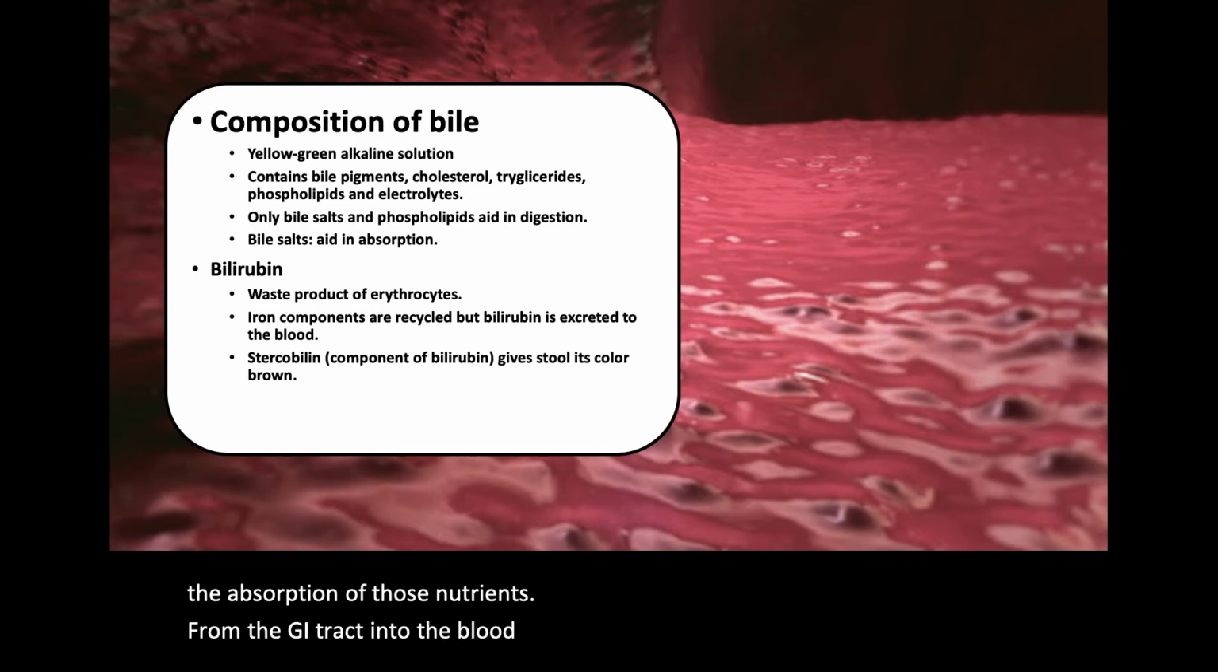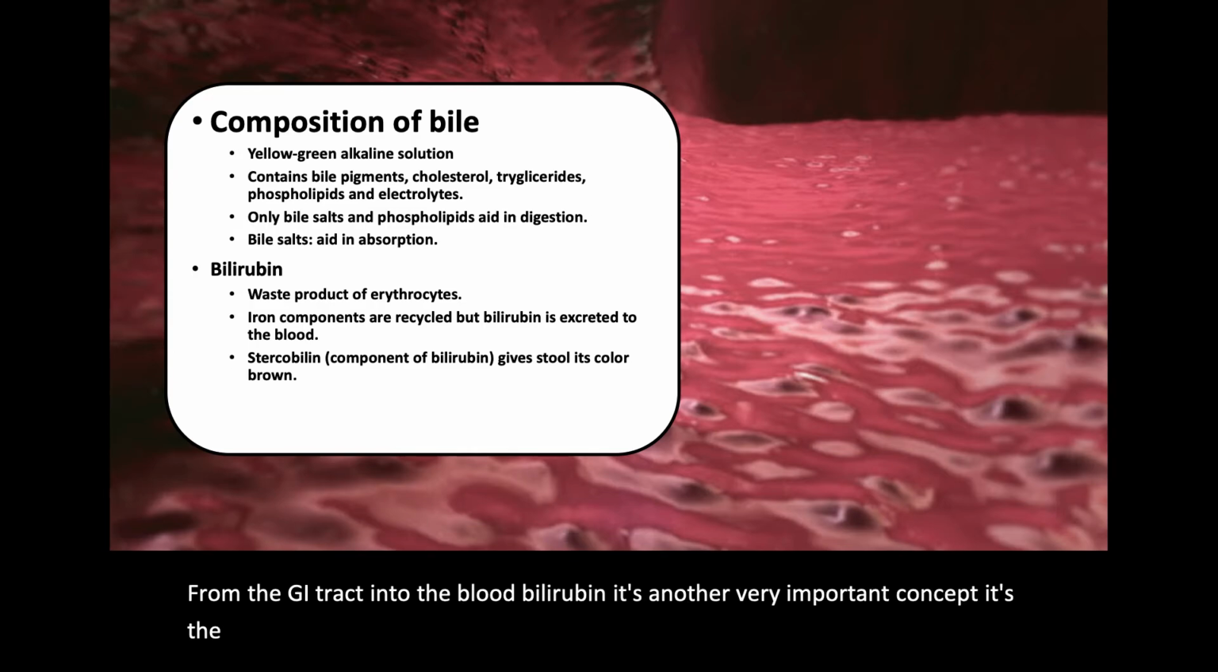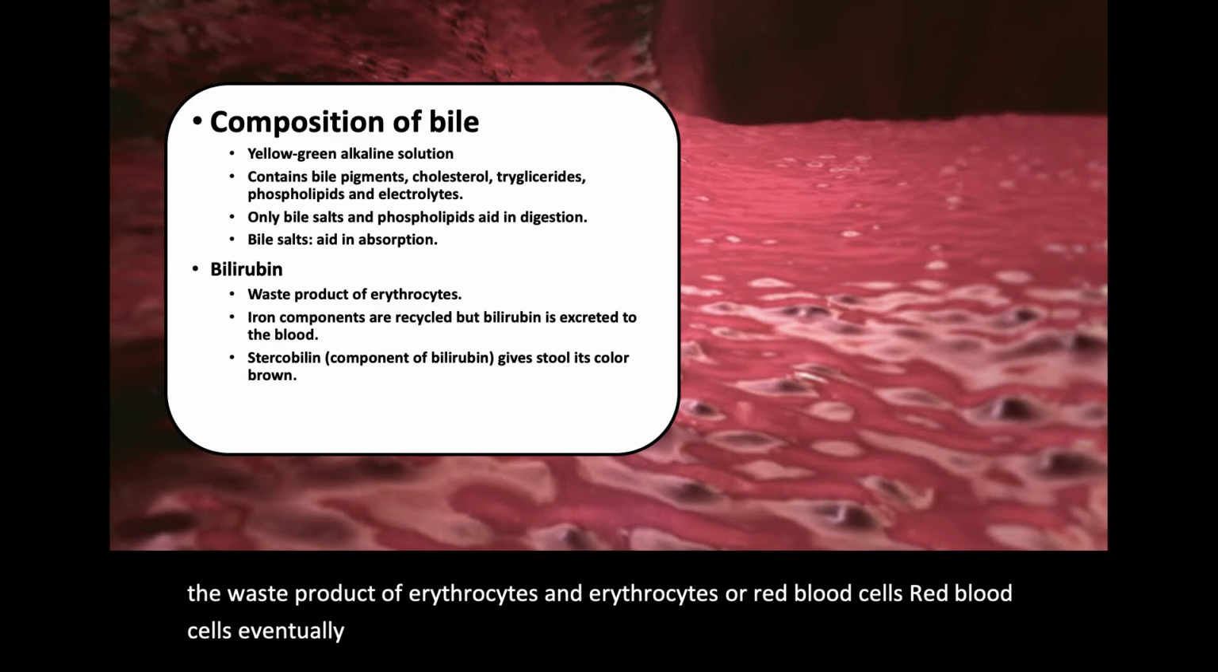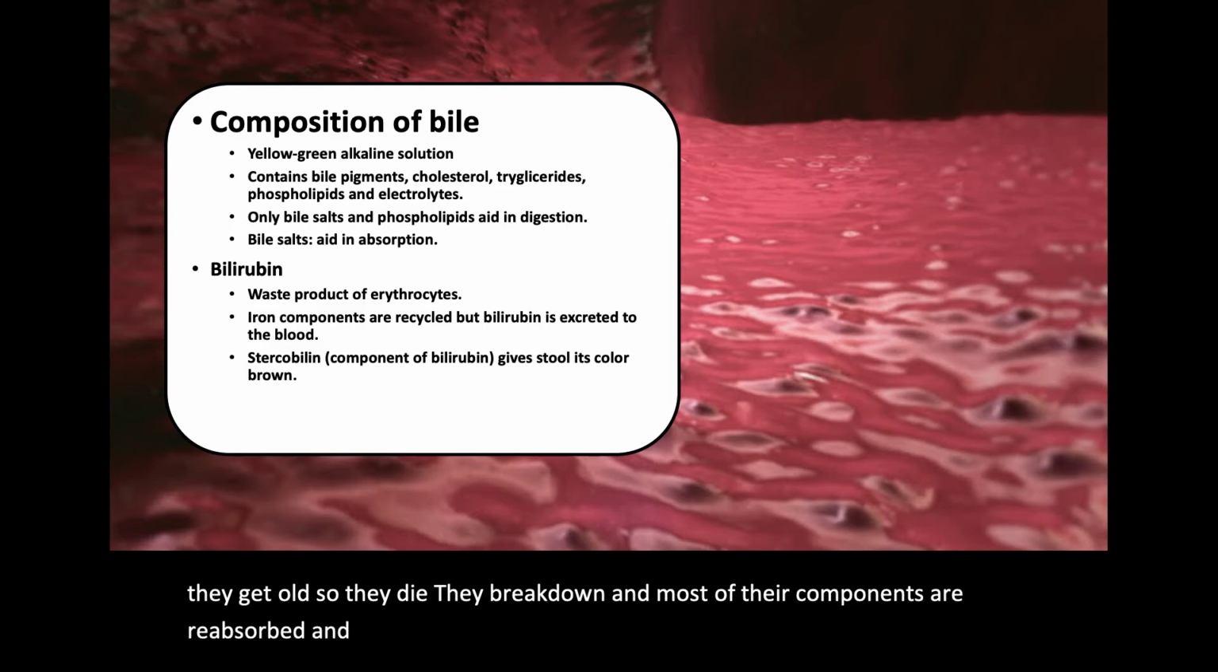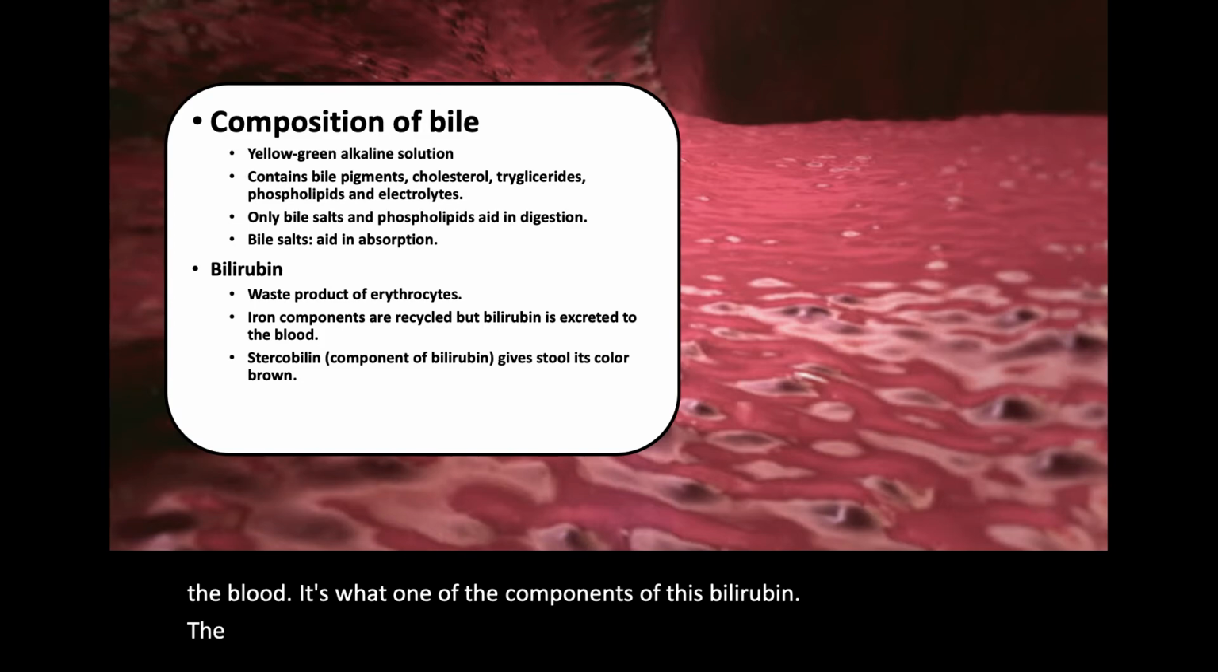Bilirubin is another very important concept. It's the waste product of erythrocytes, and erythrocytes are red blood cells. Red blood cells circulate through the blood, eventually they get damaged, they get old, so they die and break down. Most of their components are reabsorbed and recycled, but whatever is not recycled from the blood is one of the components of this bilirubin. The iron components are recycled, but bilirubin is excreted.